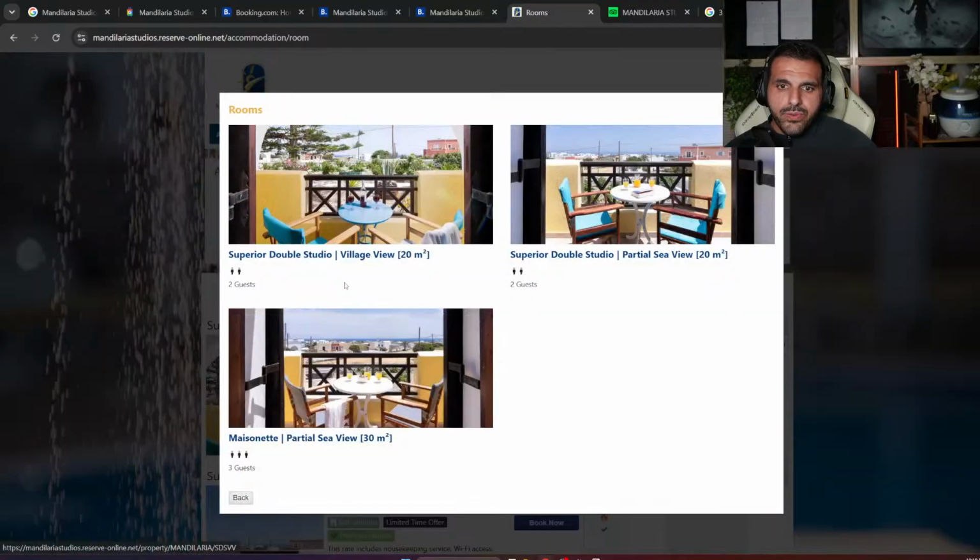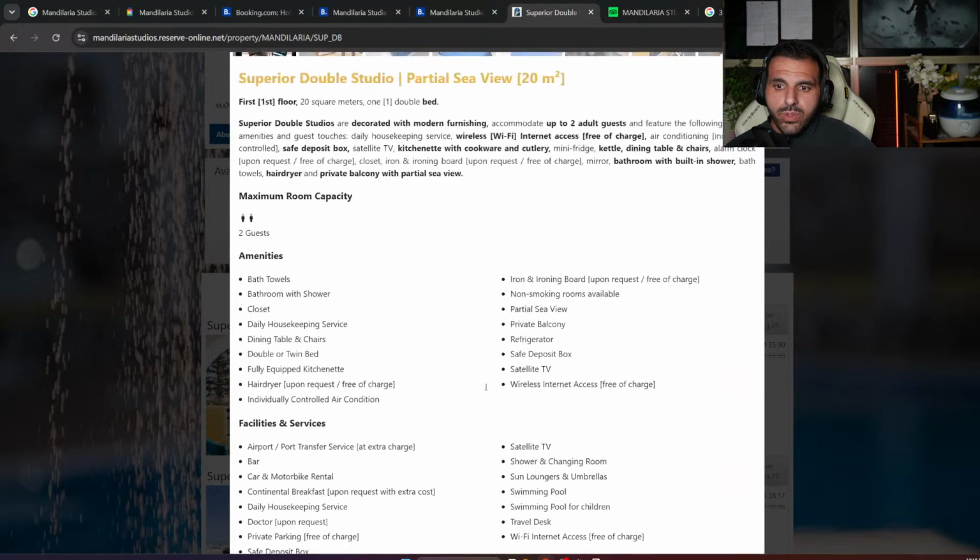Let's jump into the rooms for a minute. They have 3 types. Superior Double Studio for 2 guests, Village View, sorry. Superior Double Studio, partial sea view, wow. And then another Maisonette or Maisonnet, you can say it. 30 square meters. This is a partial sea view, so they're selling based on the view also.